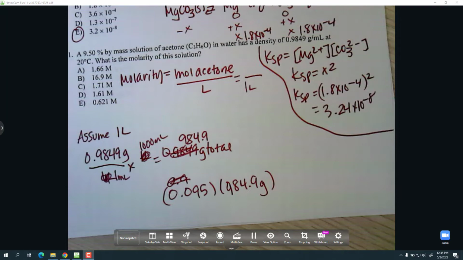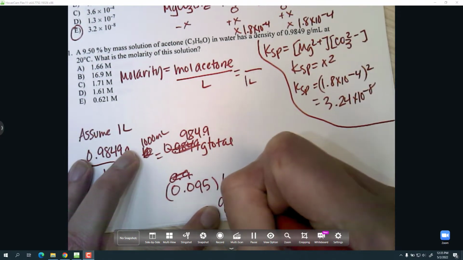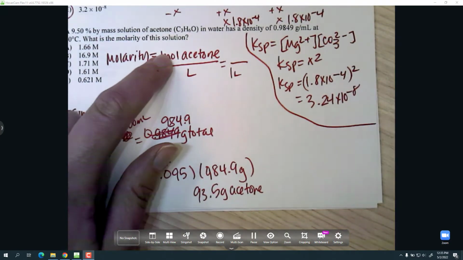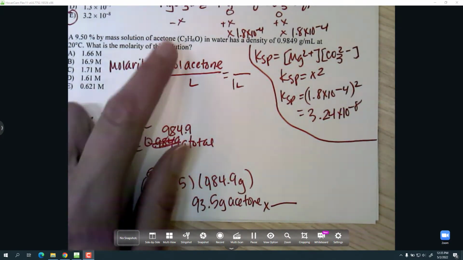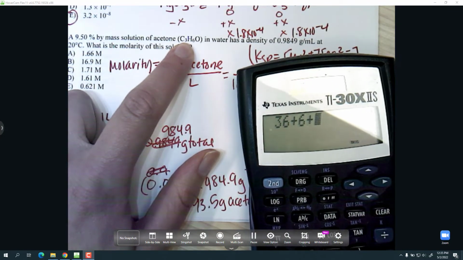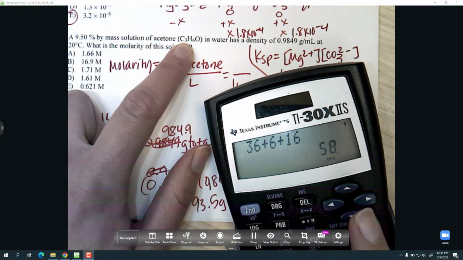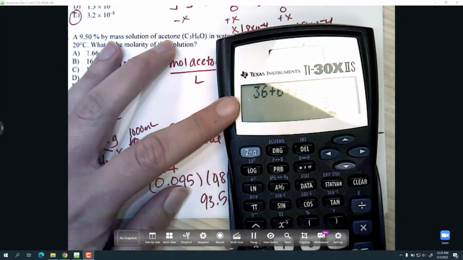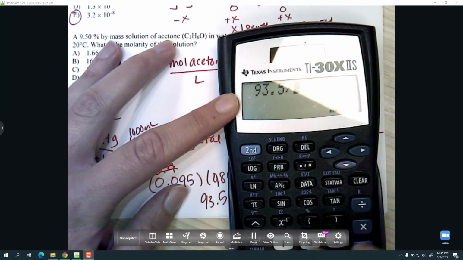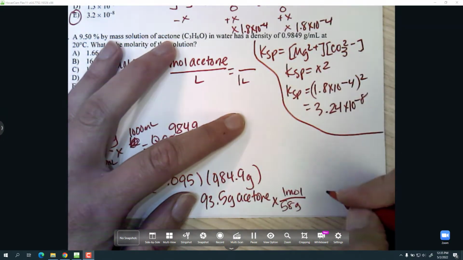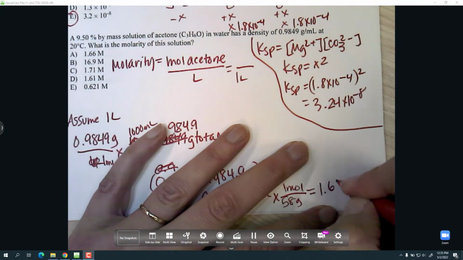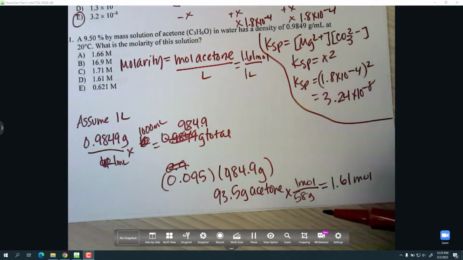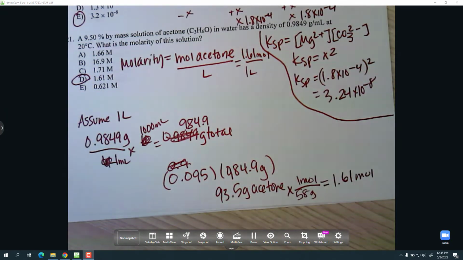That's my mass of acetone. I need moles of acetone, so I need my molar mass. 36 plus 6 plus 16 is 58. 1.61. And so 1.61 divided by 1 is just 1.61.